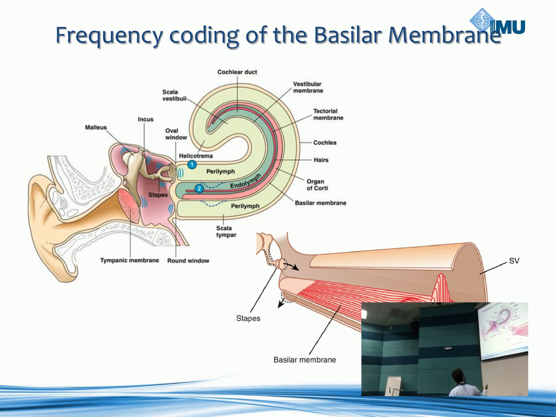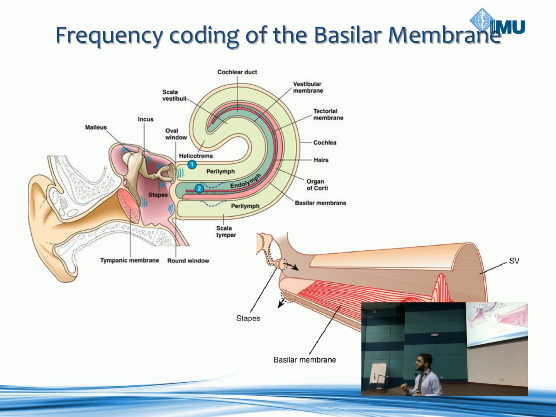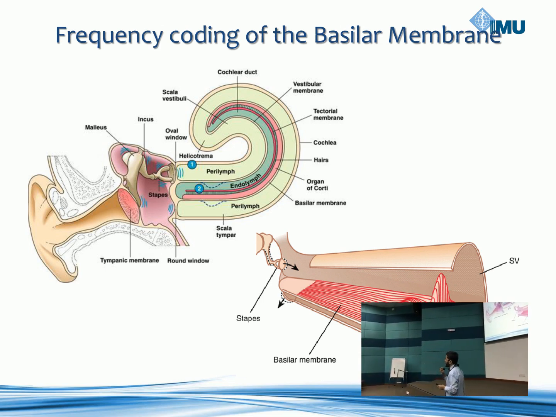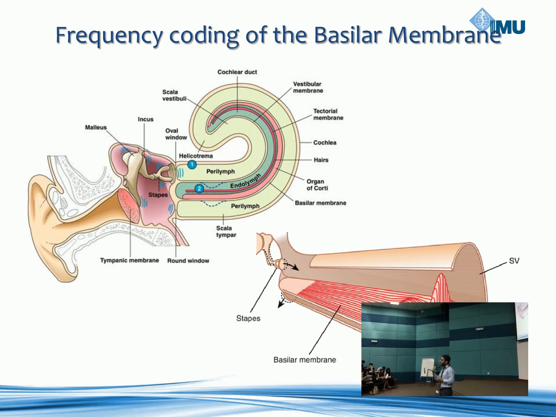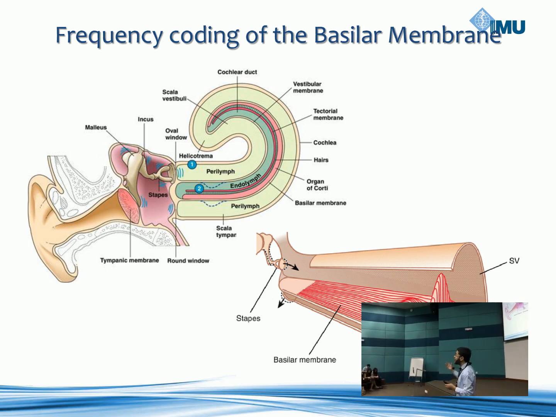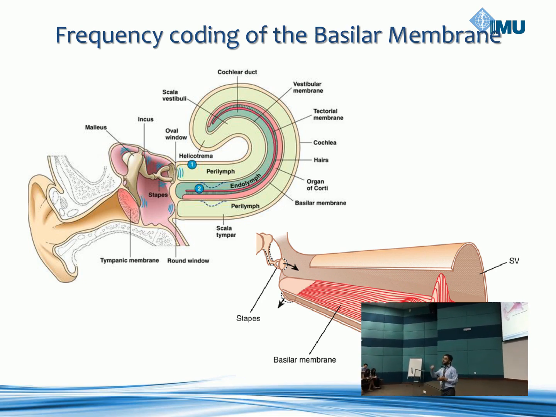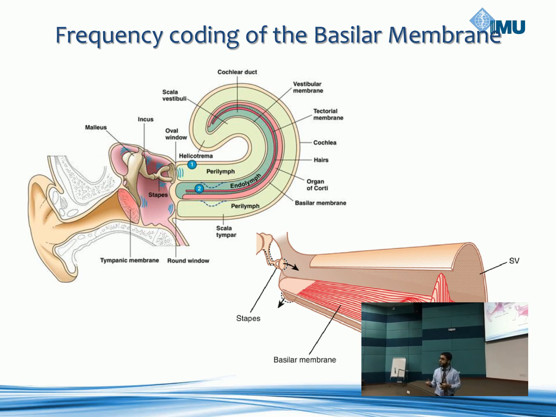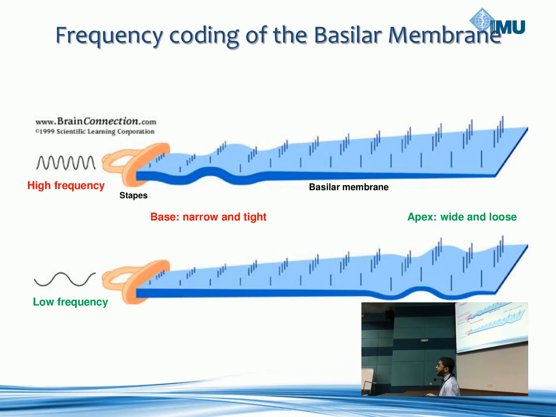Another important thing about the arrangement of the basilar membrane in the cochlea is that different parts of the membrane respond to different frequencies. Because sound waves, as you know, the audible range is from 20 Hertz to 20,000 Hertz, right? So different frequencies are there. How our brain appraises different frequencies of sound is by which part of the basilar membrane gets excited the most. Okay?